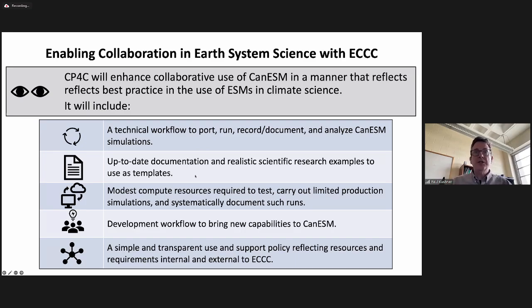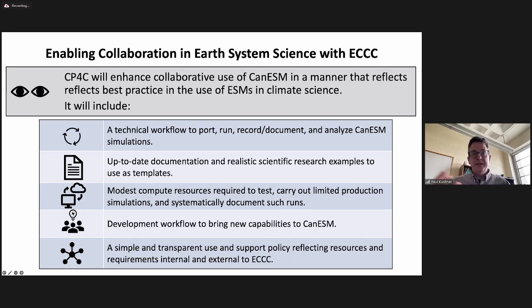We need good documentation, realistic examples for people to use as templates to get started with the model. We need some sort of computational resources to run the model, and also to assist in the documentation. We're running on HPC, high performance computing platforms, and so we need ways of documenting those runs. And we also want to develop a workflow so that the community that's using that model can collaboratively develop the model. So we need a workflow for that as well.